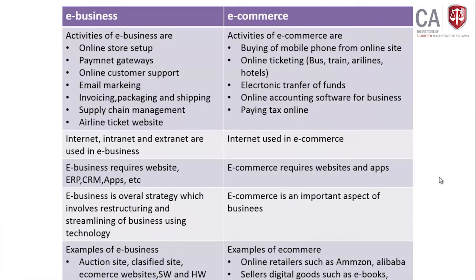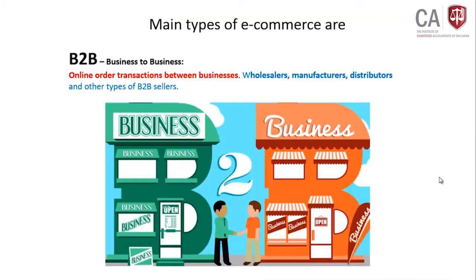So, let's see the comparison again with some other elements. Activities of e-business are online store setup, payment gateways, online customer support and e-marketing, so you have to establish these things. E-commerce is buying a mobile phone, online ticketing, electronic transfer of funds, paying tax online. In e-business, internet, intranet and extranet are used, but in e-commerce only the internet is used. So, these are the differences that you can learn.